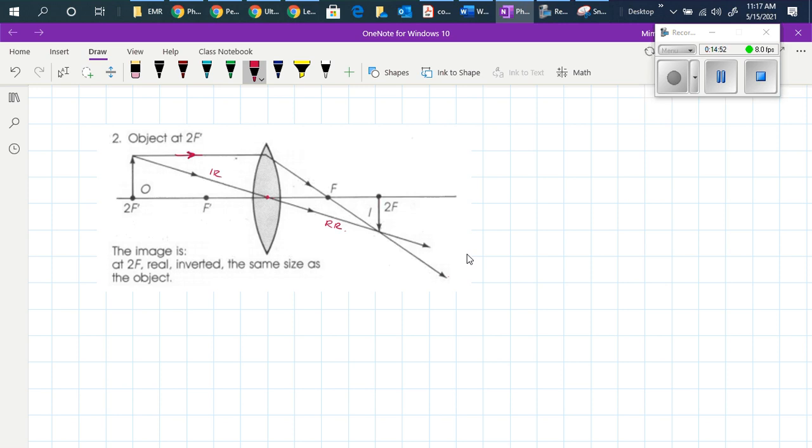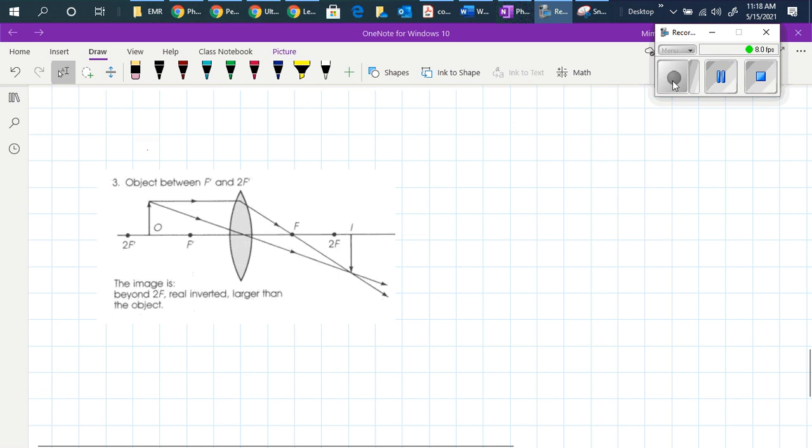The point of intersection of those two lines is visible, so you don't have to extend those lines further, therefore the image is real. It is inverted because it's in the opposite orientation of the object. And in this case, the size of the object is the same as the size of the image, which tells us that magnification is equal to 1, just in this case.